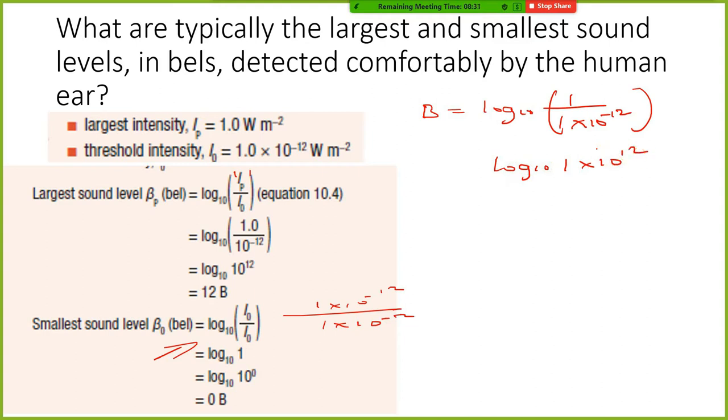Now, if we take the log of that value, the log of that number gives us 12. So the largest value in terms of bells that the human ear can detect comfortably without causing pain is going to be 12 bells. But as I said before, when we talk about bells, this is a very large value for the most part.